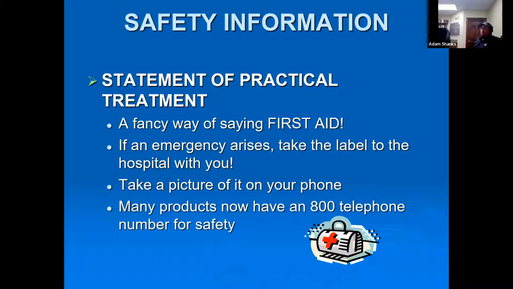I know in an emergency you're not thinking to do that. So if you're using something, just take a picture and have it on your phone. Or like I said, just have those labels handy so you can grab them and go if there's an emergency. And many products have an 800 telephone number. You can call and ask for safety questions.